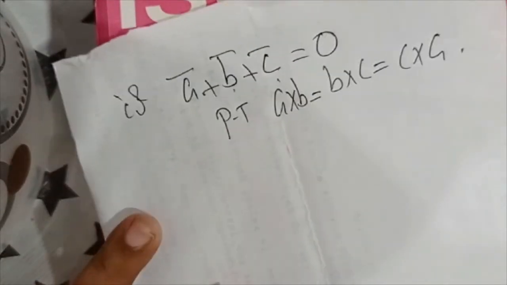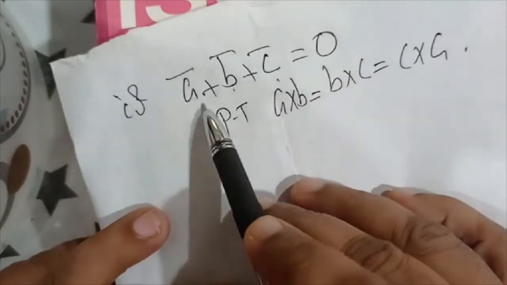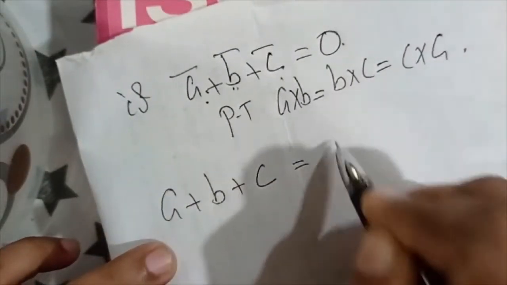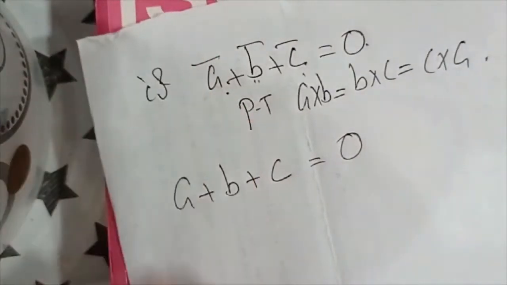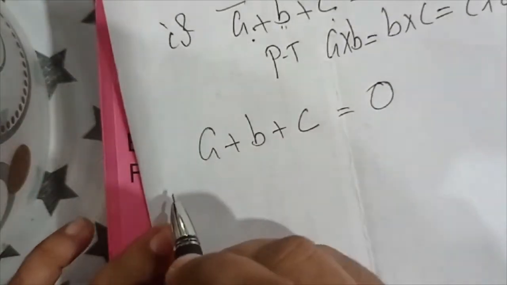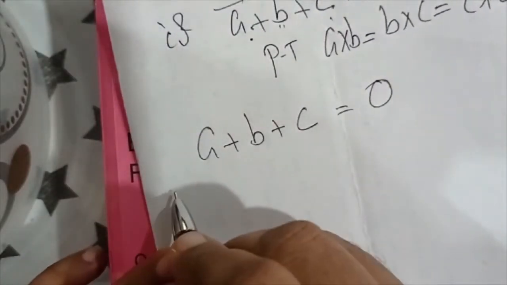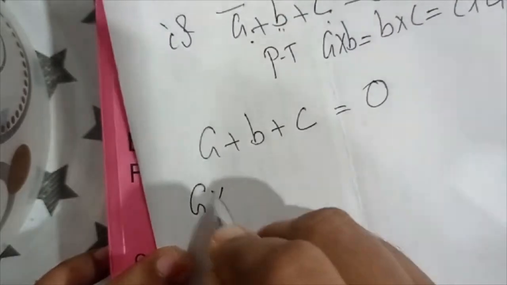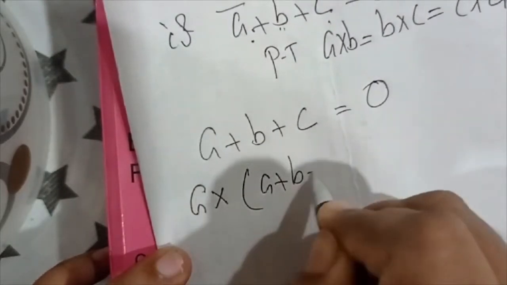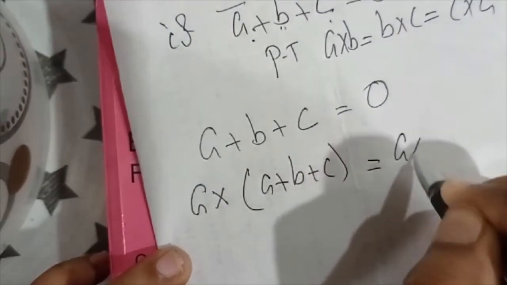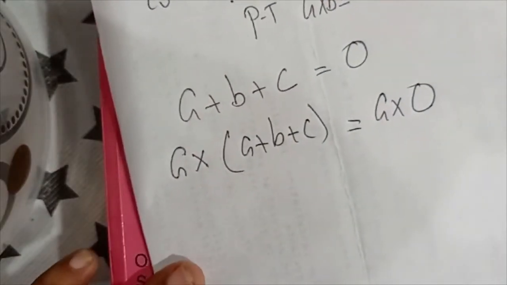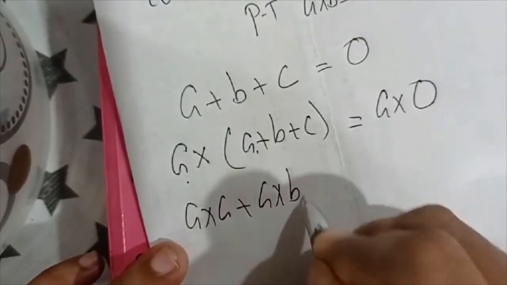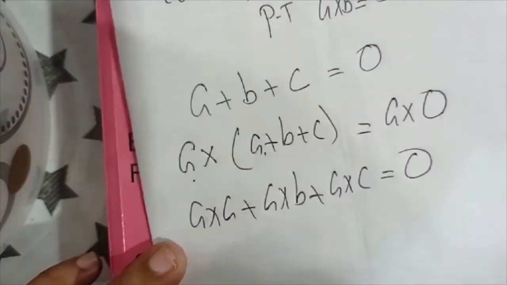Listen to the steps. What is given in the question? A plus b plus c equal to 0. Copy the question. Now, first you take cross product with a. That means a cross (a plus b plus c) equal to a cross 0. Open the bracket: a cross a plus a cross b plus a cross c equal to 0.